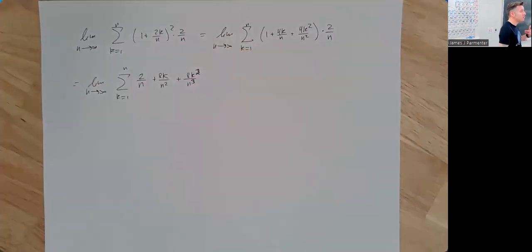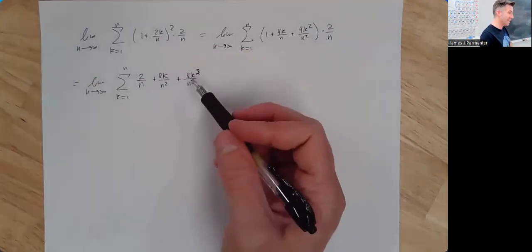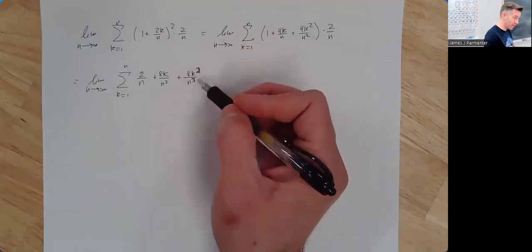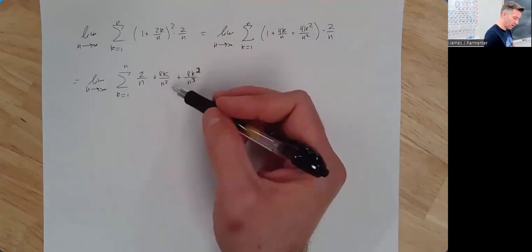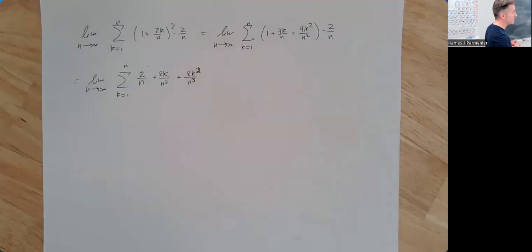And here's a sign that you know you're on the right track. If you get to this point and each power of n has a power of k above it that's 1 less, you are on the right track. So I'm happy to see a k squared over n cubed and a k to the first over n squared and a k to the 0th, which isn't there, over n to the first. If that's the case, I'm confident that I'm doing the right thing.